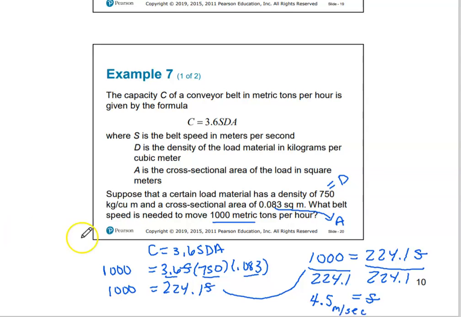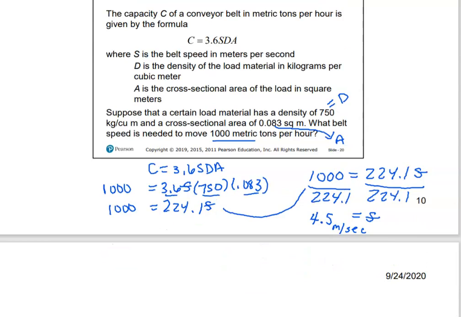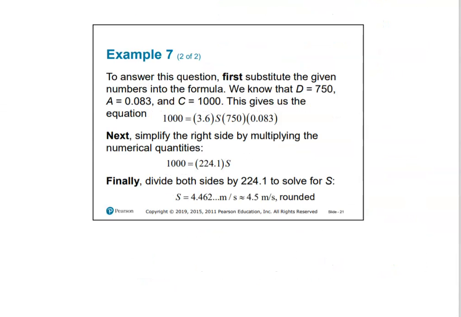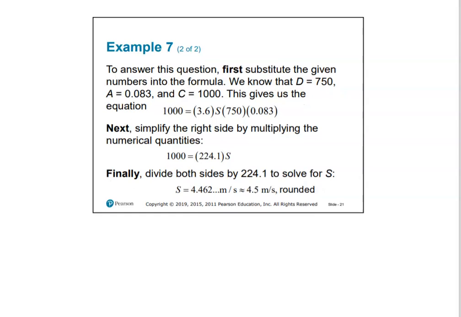Okay. Now, on this last part, they worked it out for you again, and look, they rounded to 4.5. Okay, so meters per second.